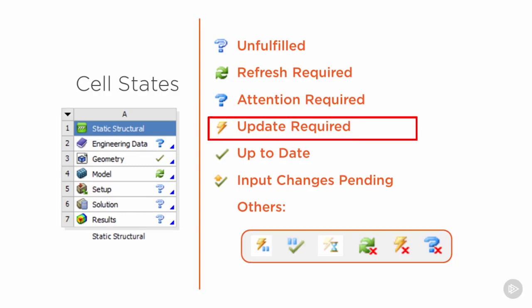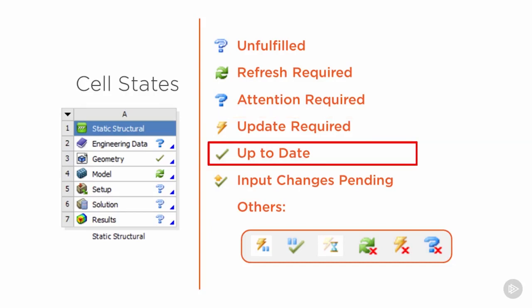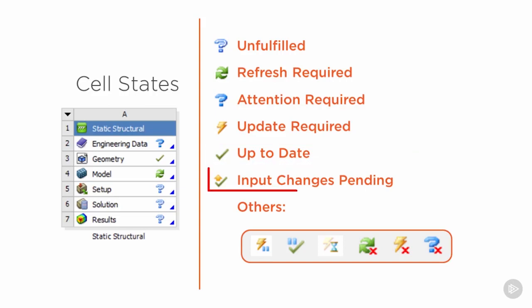So you can go ahead and double click on the cell and click on update in order to update the cell. The green check mark means up to date, so this cell is completely up to date. And the green check mark with the yellow arrow means that the input changes are pending. So the cell is locally up to date but may change when next updated as a result of changes made to the upstream cells.